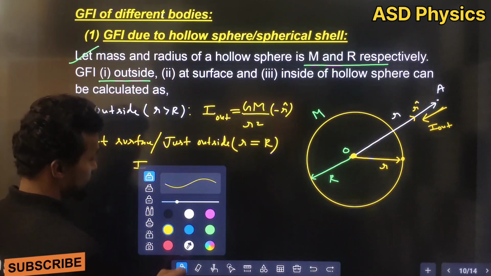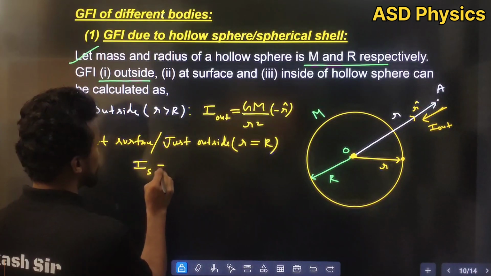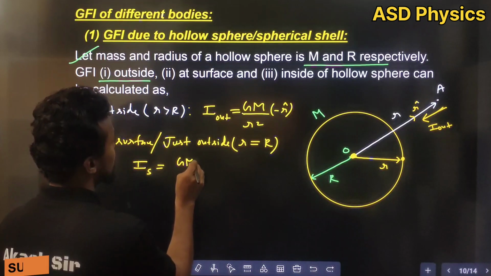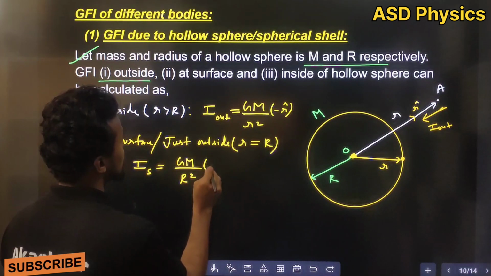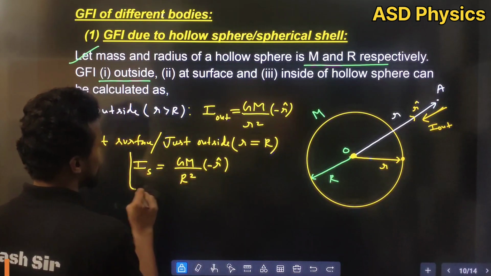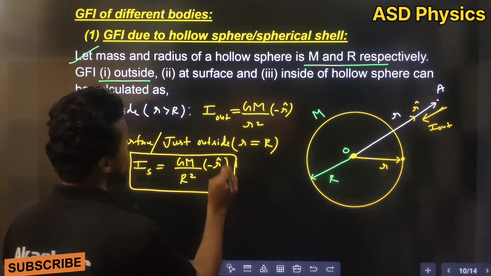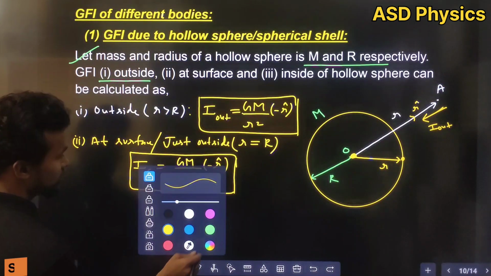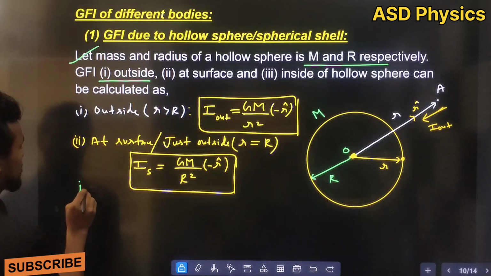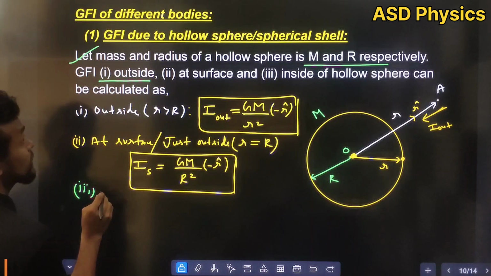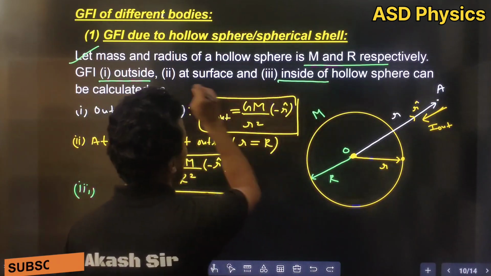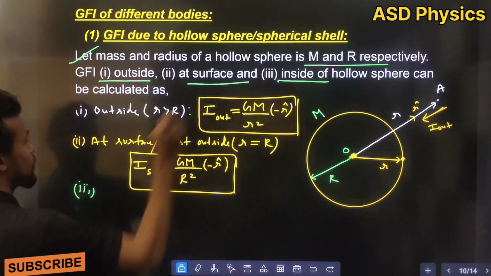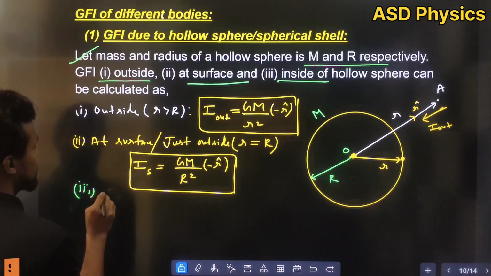So in this situation, students, see here please, at surface is given by, what you write here? Again, Gm by r square minus r cap. This is at the surface. And this is outside. Now students, after that third one, if we see inside, this is somewhat tricky. This is somewhat tricky. Where? Inside. Outside, surface and outside we have taken. Now inside here. So now see here please, inside.